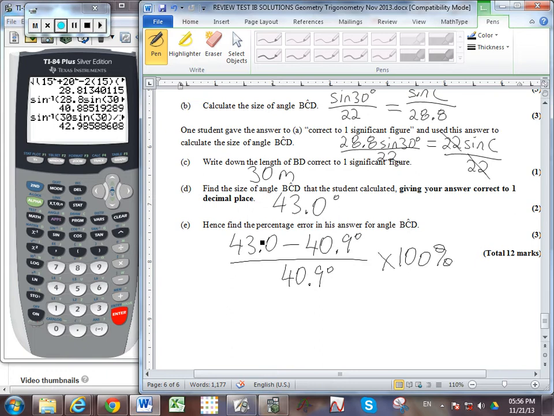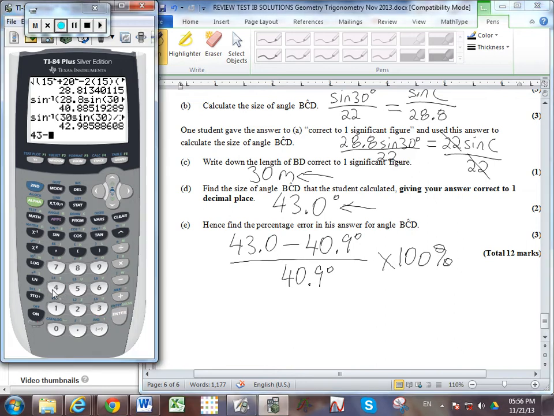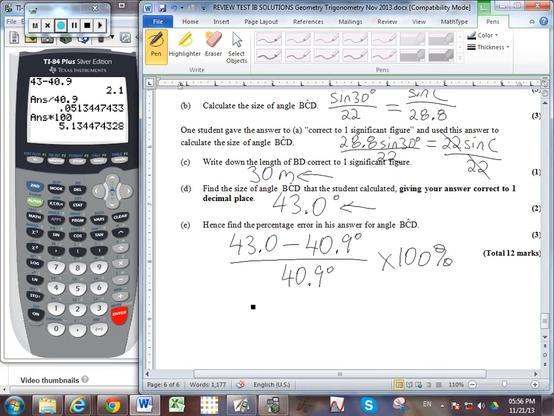Basically, you see, we're trying to find out what is the difference between the inaccurate one that the student got by prematurely rounding and the correct answer relative to what the correct answer really was. So how bad was this margin of error relative to the overall size of the angle? And so we got 43 minus 40.9, and we'll take that result and divide it by the exact amount, 40.9, and multiply by 100 to convert it into a percent. And we get 5.13%.